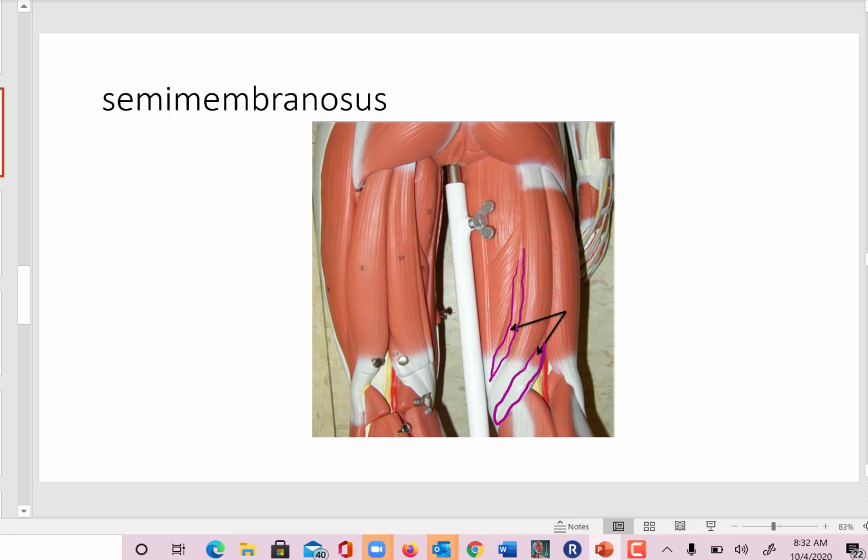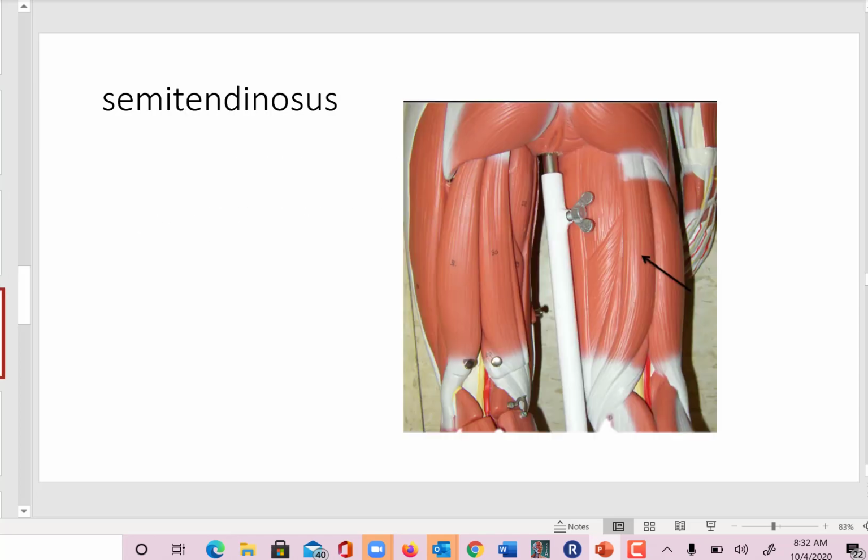The membranosus has its origin on the ischial tuberosity and it inserts on the medial condyle of the tibia. Its action, like the biceps femoris, is to extend the thigh and flex the lower leg. The semitendinosus, let me highlight that again for you.